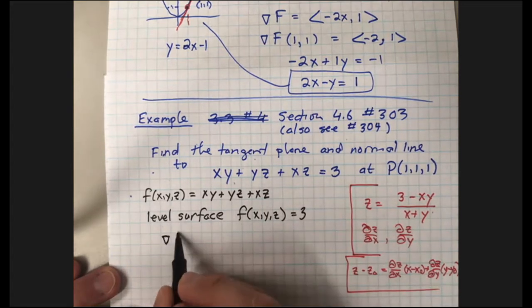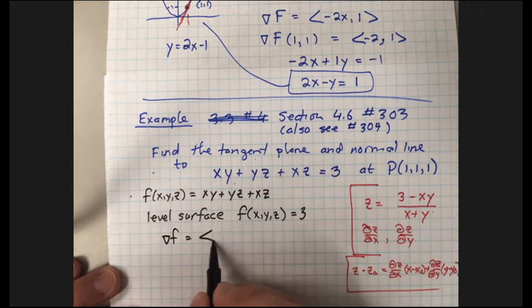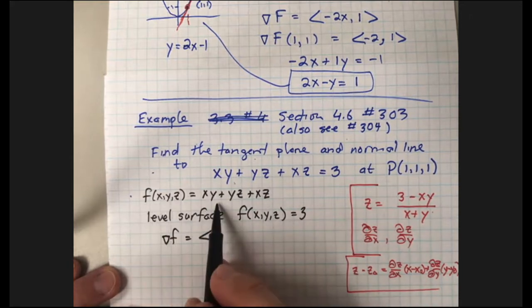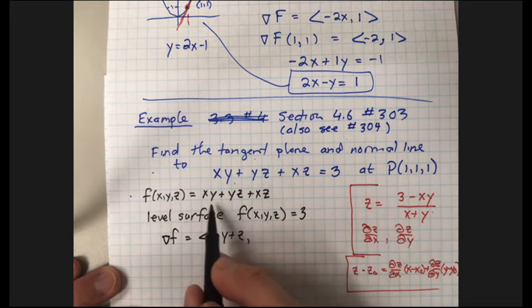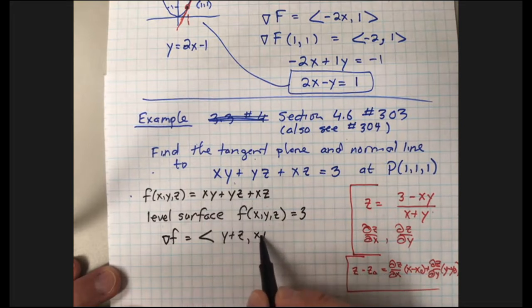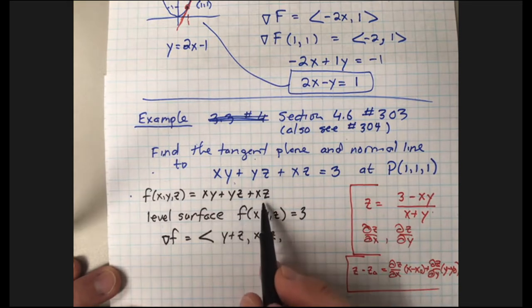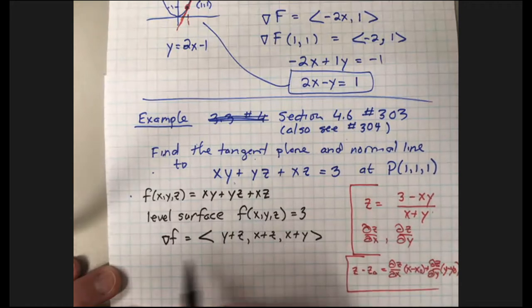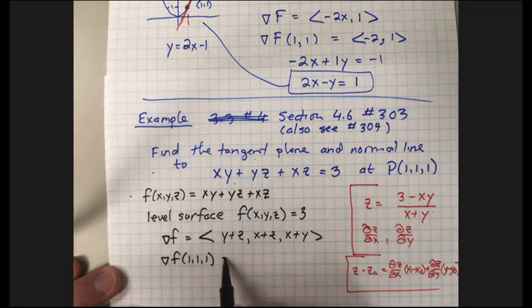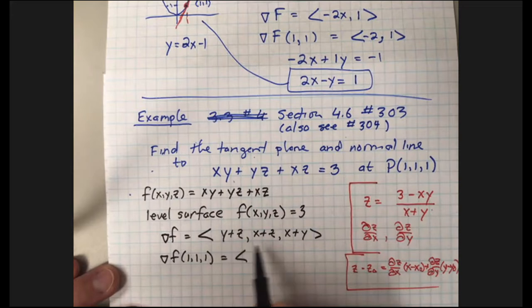Okay, next we execute the gradient. And the gradient is partial f. Here's my f, partial x which is y plus z. Partial f partial y, which is x plus z. And partial f partial z, which is y plus x. I execute the gradient at 1, 1, 1. There's a lot of symmetry here, so there's not much variety in this gradient. This gradient is 2 comma 2 comma 2.